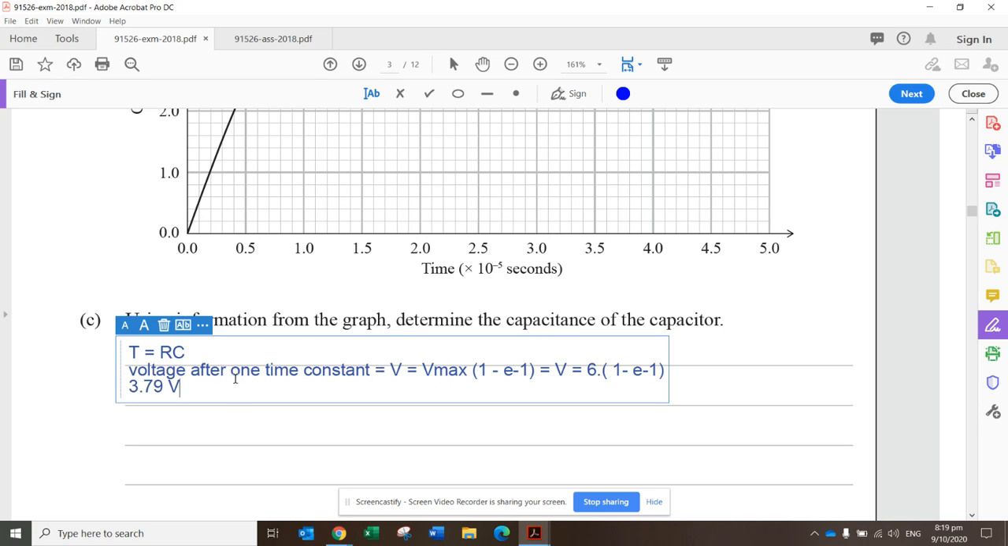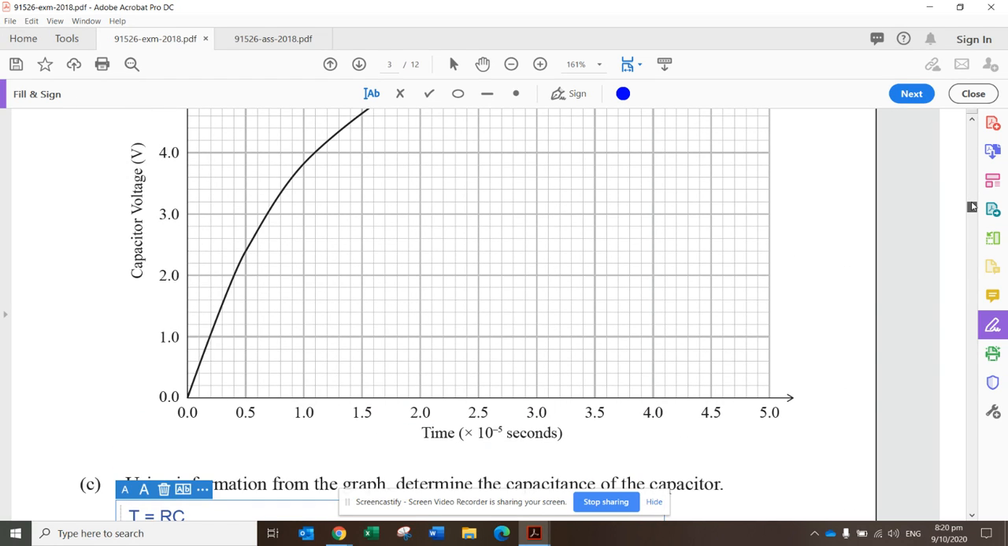So the voltage after one time constant is V equals V max times 1 minus e to the power of negative 1. So V max is 6 volts, times 1 minus e to the power of negative 1. If you put that in your calculator, you're going to get 3.79 volts. That is the voltage across a capacitor after one time constant.